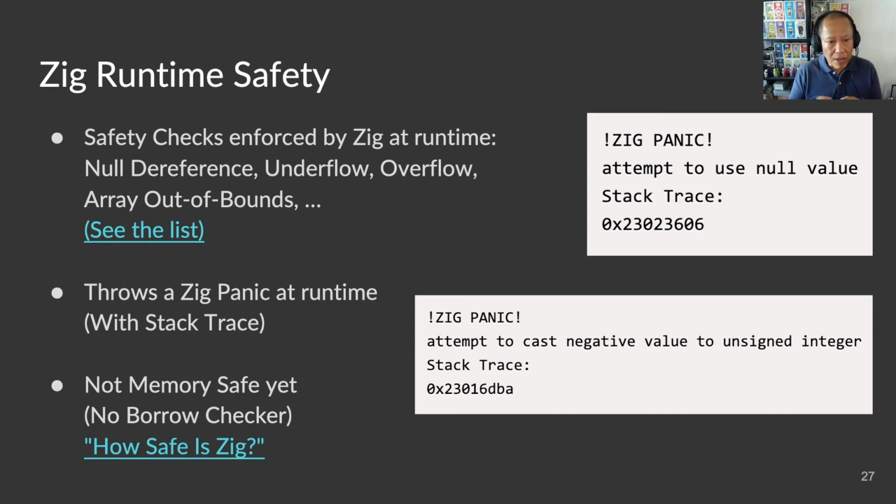Zig isn't memory safe yet. It doesn't have a borrow checker for compile time checking, so Zig might have problems tracking our heap memory. Problems like use after free. See this article for the details.